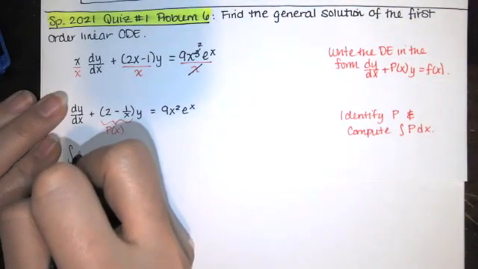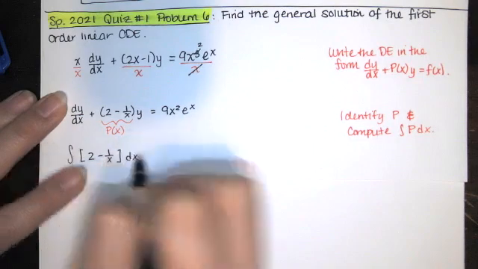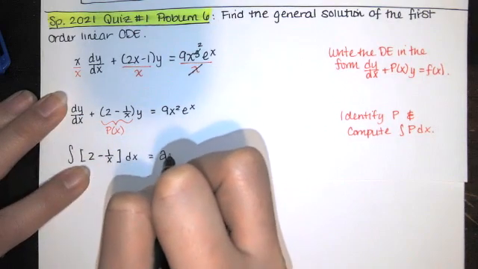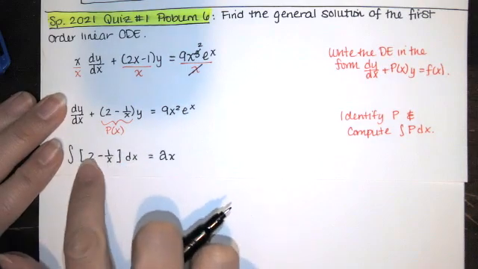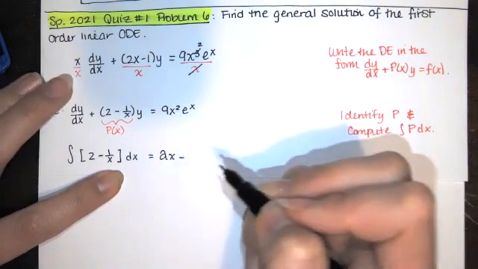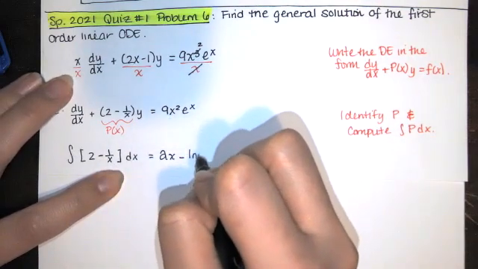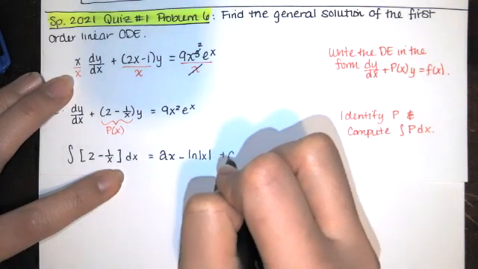So the antiderivative of 2 minus 1 over x. So we'll get 2 times x. The antiderivative of a constant with respect to a variable is that constant times that variable, minus the antiderivative of 1 over x, which is natural log of the absolute value of x plus c.